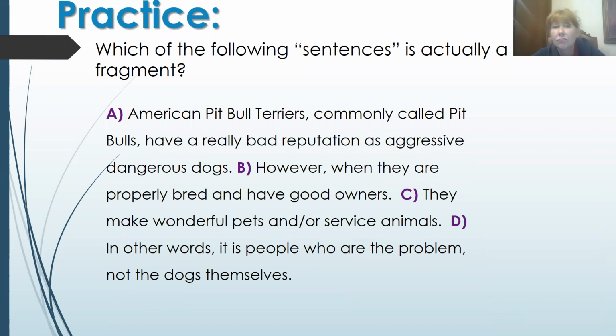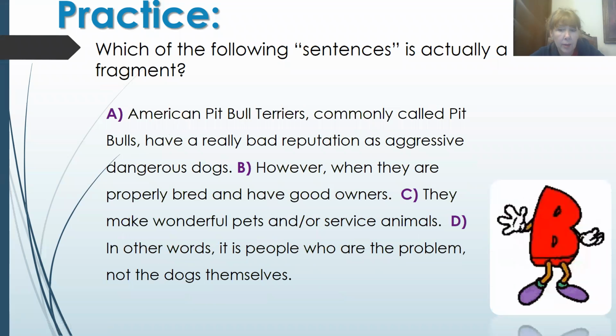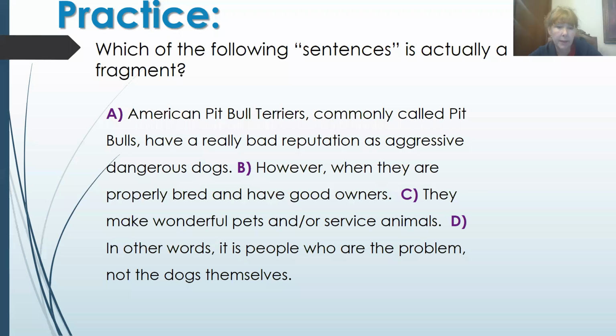B. Absolutely. And what kind of fragment do you think this is? It's a dependent clause. We know it's a clause because it has a subject and a verb. They are bred and have. So it has that word that makes it dependent: when. That's exactly right. And we saw that when John and Mary go to the beach.